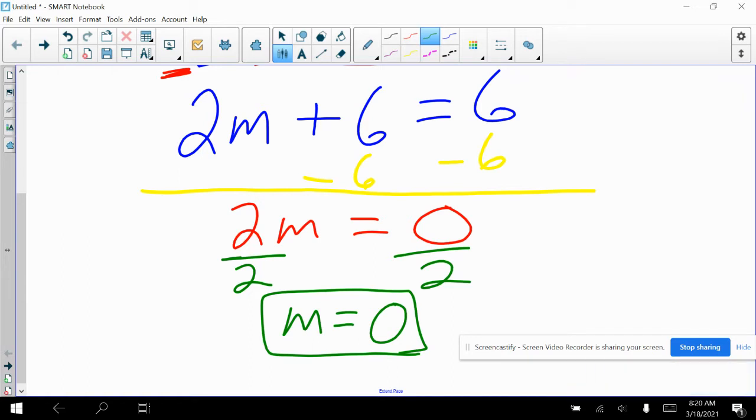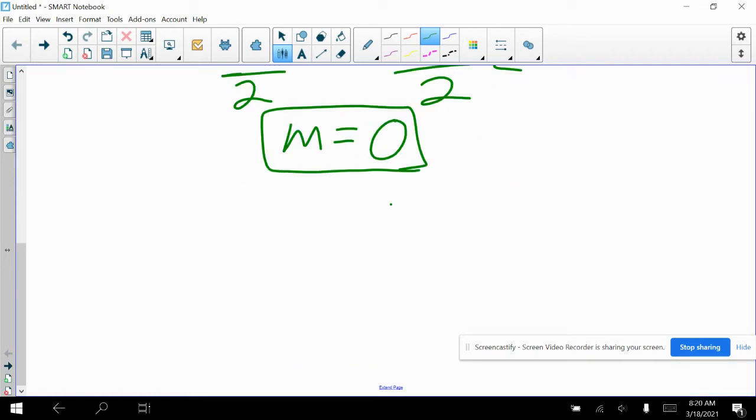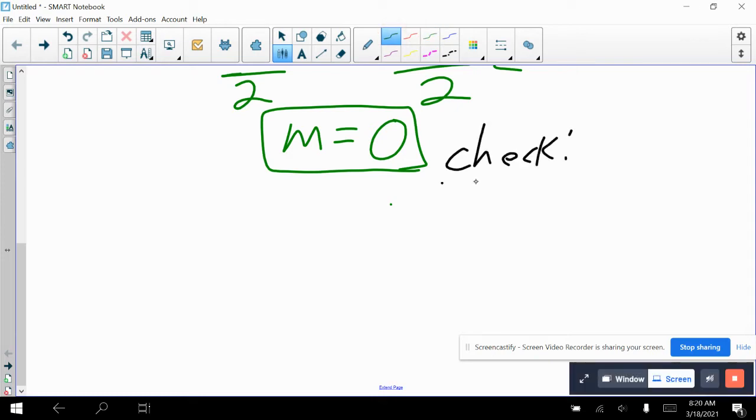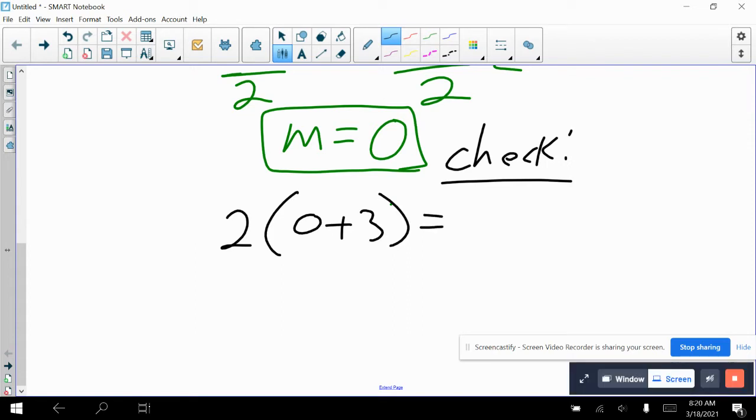Okay, so let's check this and then let's talk about this because we need to. All right, so we got our solution of 0. So we're going to check it. So 2, parentheses, 0 plus 3 is equal to 6.